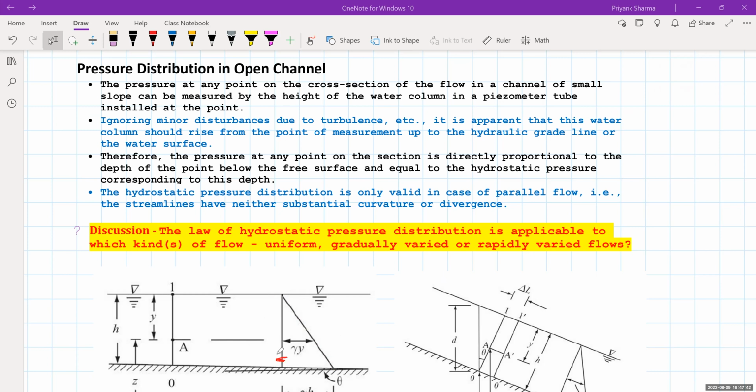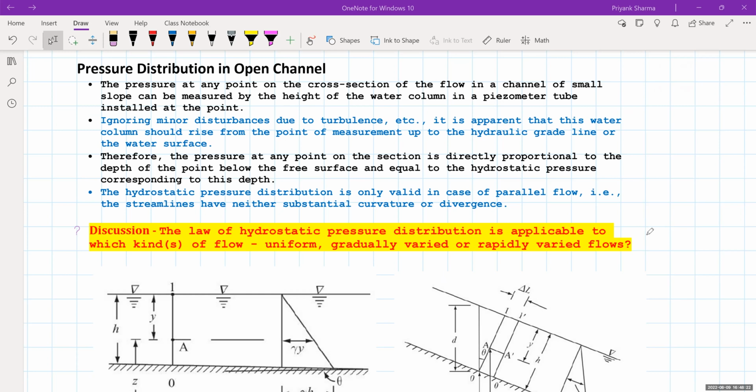So if you are considering this point, there are more fluid layers resting upon it, and that adds to the weight, and thus the pressure is higher as we go away from the free surface. So at this point your pressure is higher. Now the hydrostatic pressure is valid only in case of parallel flow, where the streamlines have neither substantial curvature nor divergence. Let us say in case of a waterfall, if your streamlines are curved this way, then at that particular point the hydrostatic pressure distribution is not applicable.